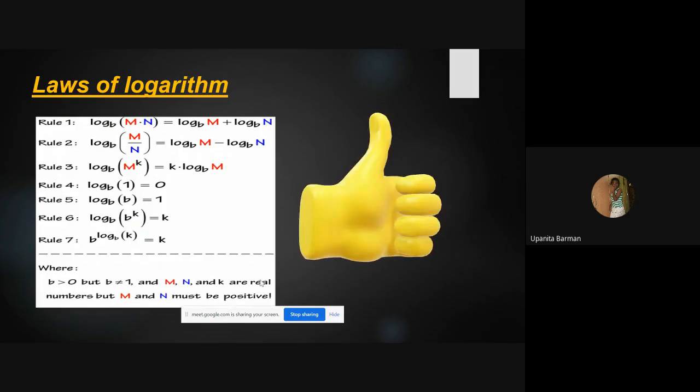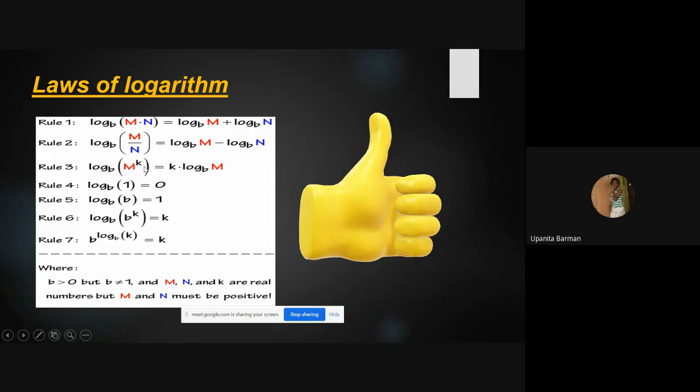The laws of logarithm are as follows. If we have log m to the base b plus log n to the base b, where both the bases are common, then m and n get multiplied within the log function when the base is the same, that is b. Similarly, log m to the base b minus log n to the base b gives log of m by n, where b is the common base.